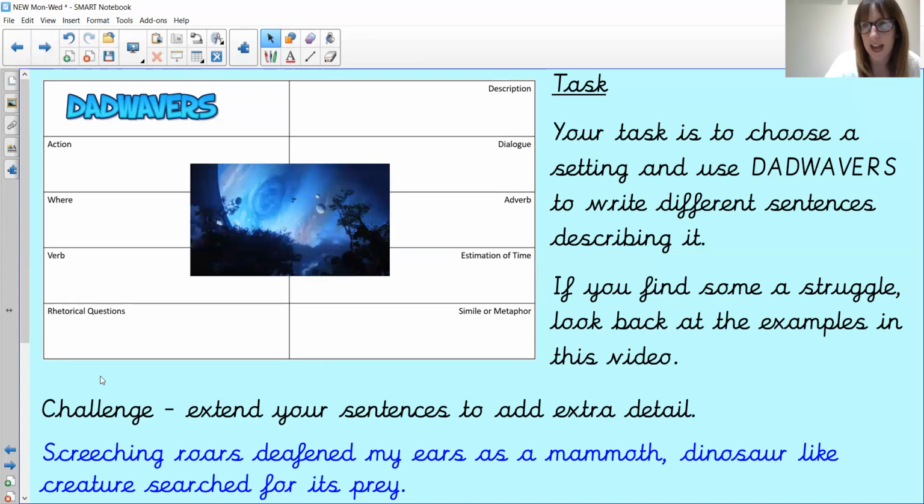So there's your challenge today. Once you've thought about the beginning of your sentence and starting it with a different DADWAVER, can you add some extra information to the rest of your sentence? Just make it that bit more interesting and exciting to read.